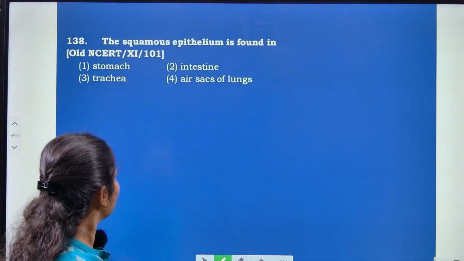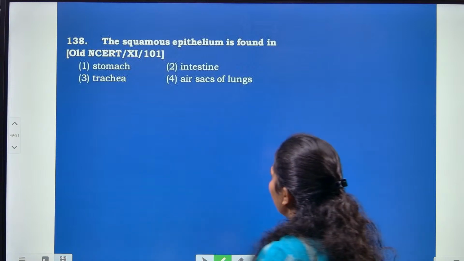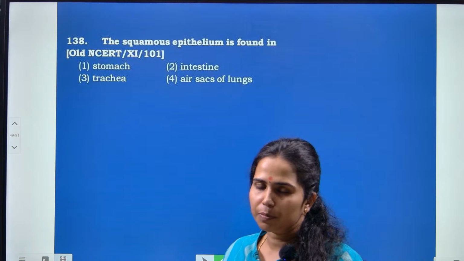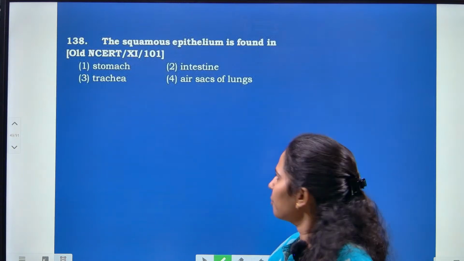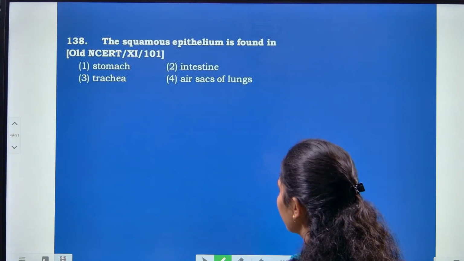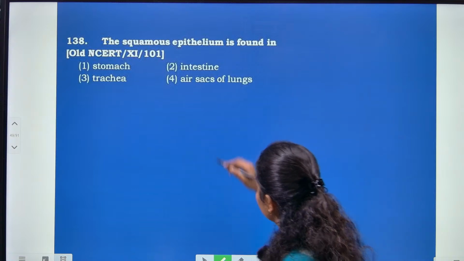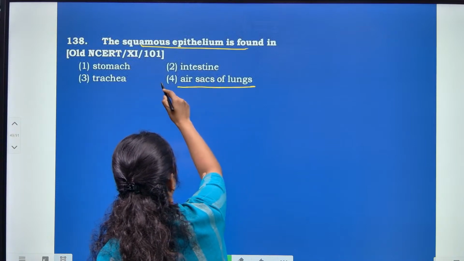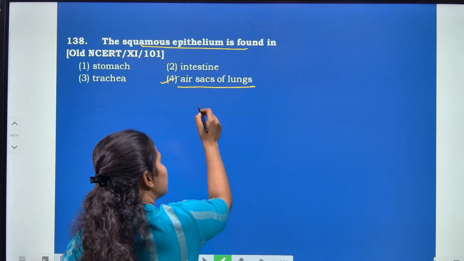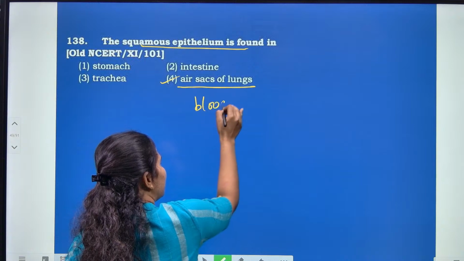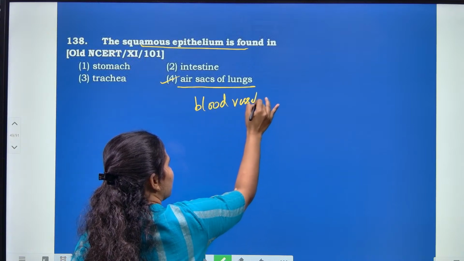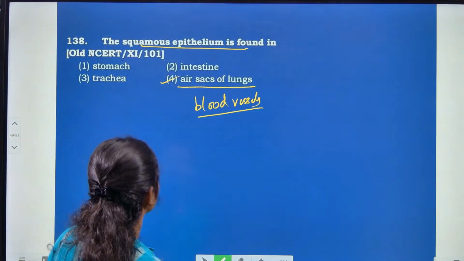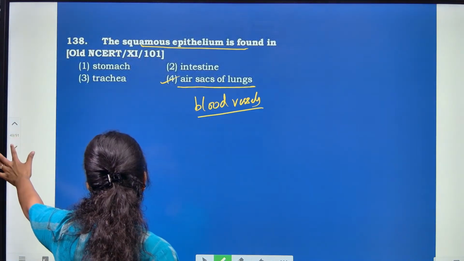Next one. The squamous epithelium is found in... whether the squamous epithelium, which is a simple layer made of flat cells, is present in the stomach, intestine, trachea, or the air sacs of the lungs. Yes. So these squamous epithelium are found in the air sacs of the lung as well as on the lining of the blood vessels. They are found on the blood vessels as well as the air sacs of the lungs. That is the squamous epithelium tissue.